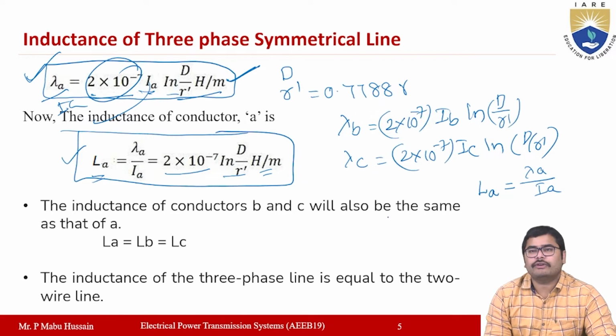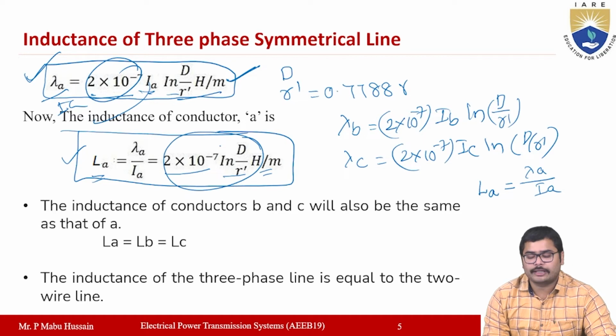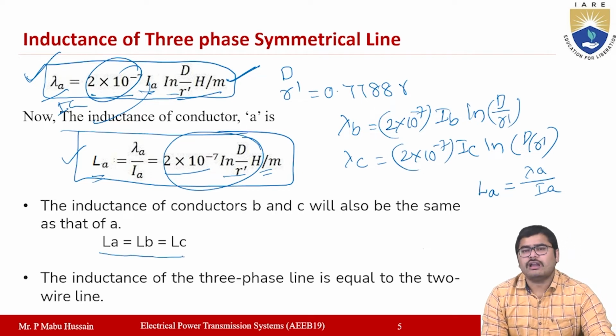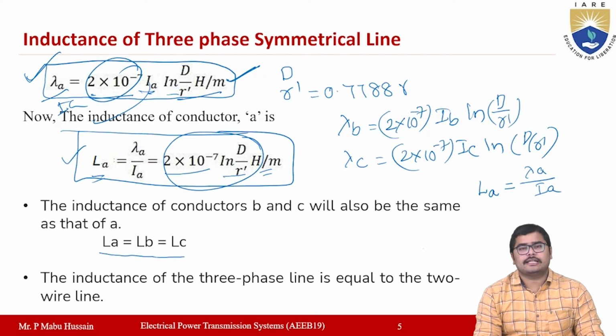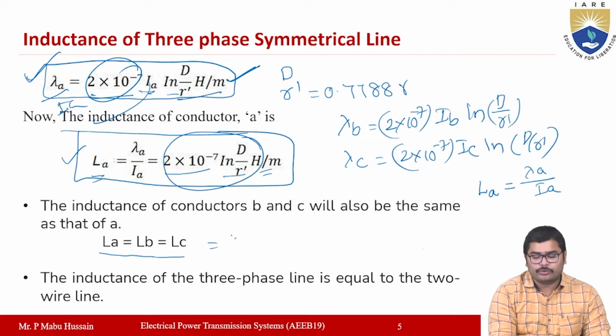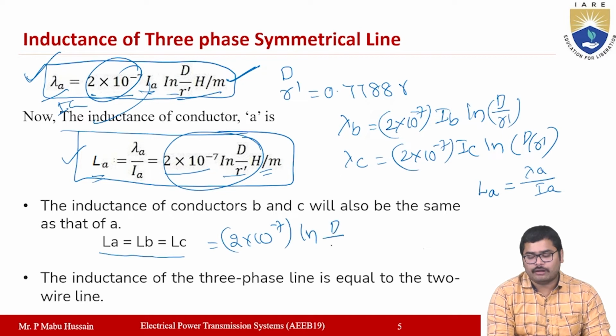Similarly, you can find the inductance for conductor B and conductor C also. Those inductances will be the same as this value, 2 into 10 power minus 7 into ln d by r dash. So for a 3-phase symmetrical line, the inductances of all the conductors will be the same, which is lambda A equal to lambda B equal to lambda C. All the conductors will have the same inductance in a symmetrical 3-phase transmission line, and the value is 2 into 10 power minus 7 ln d by r dash, with units of henries per meter.